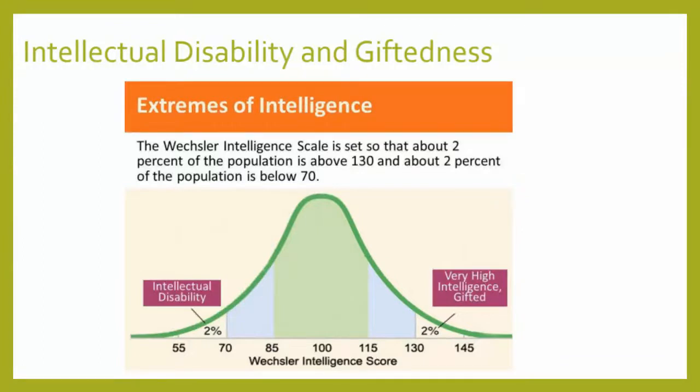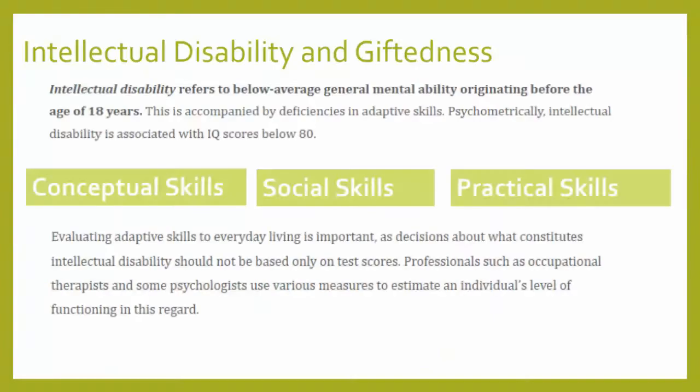So where we had the bell curve, we can now see what percentage of the population sits in those different extremes of that curve. So about 2% of the population have intellectual disabilities, and about 2% of the population sit in very high and gifted intelligence abilities. Okay, so we're going to first speak about intellectual disability. Intellectual disability is that 2% of the population that sits down on the left-hand side of our bell curve.